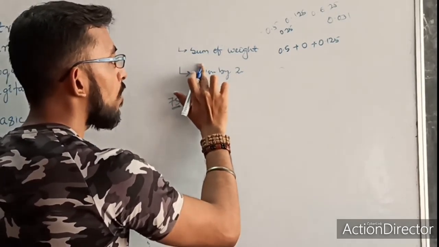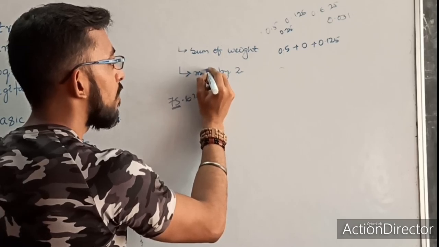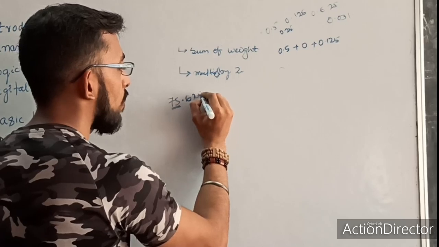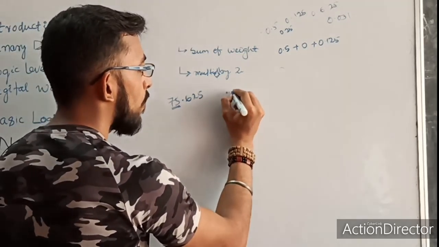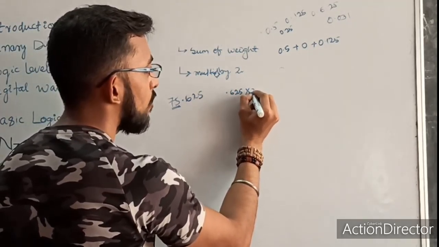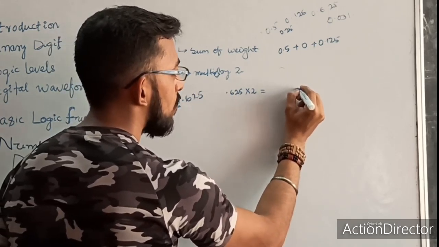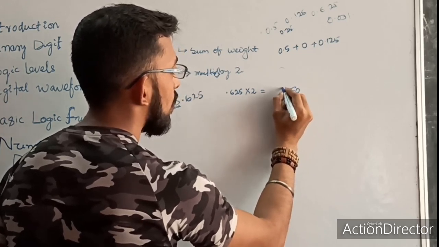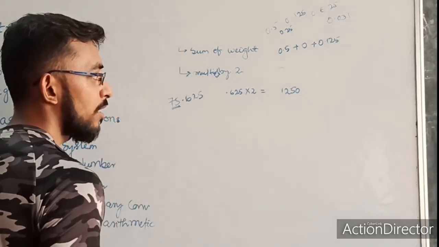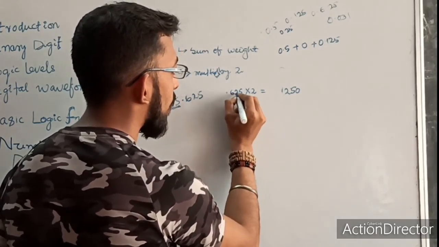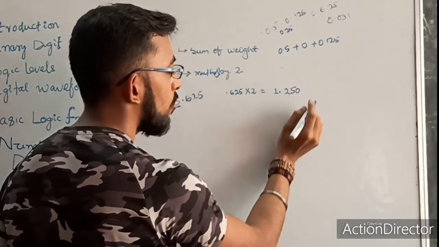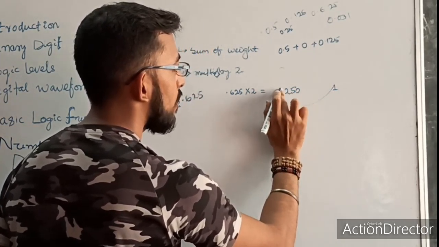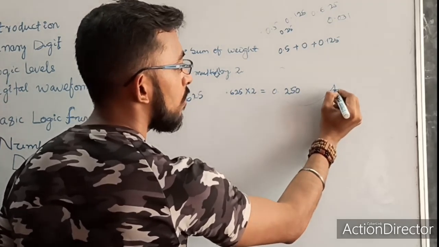Now, for this case, we are not going to divide, but we are going to multiply. In the previous integer case, we divided. Now, for the fractional case, we are going to multiply. So 0.625 multiplied by 2 gives 1.250. Now this 1, we take over here. Then what is remaining is 0.250.